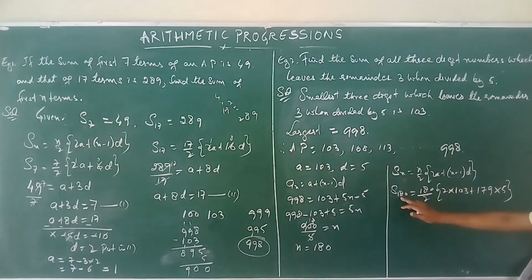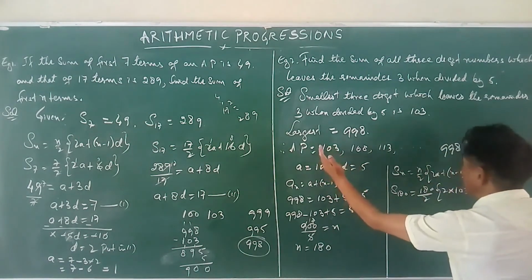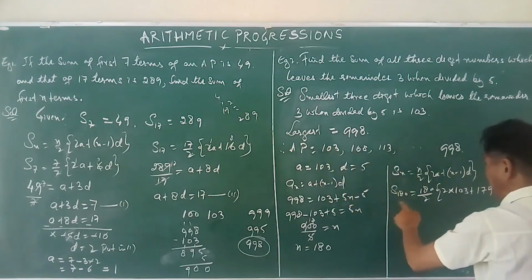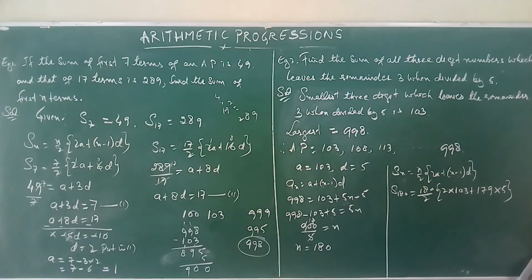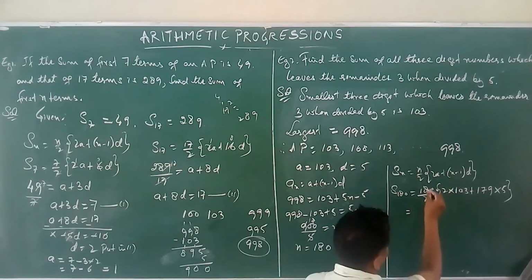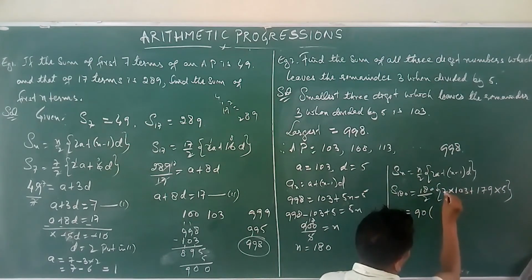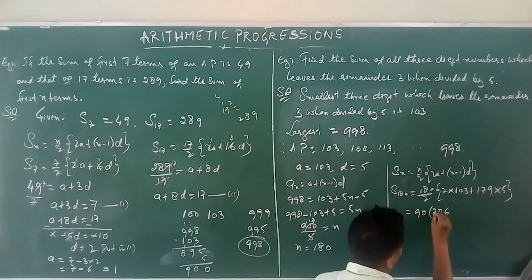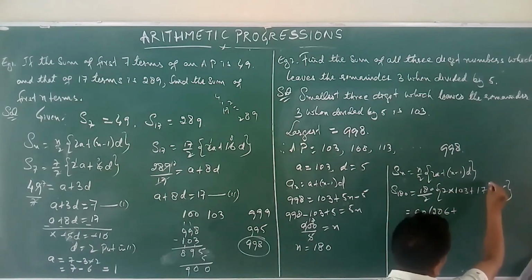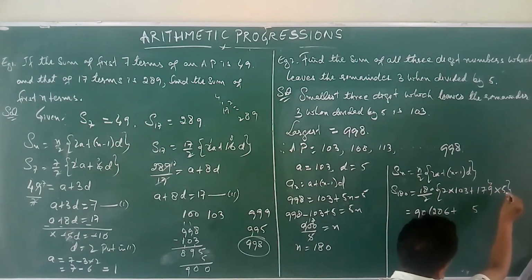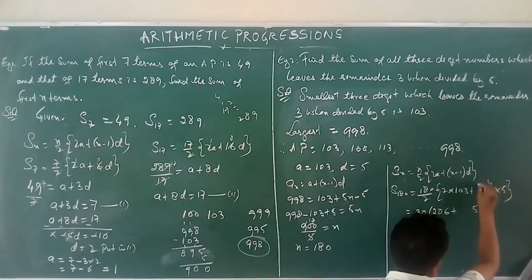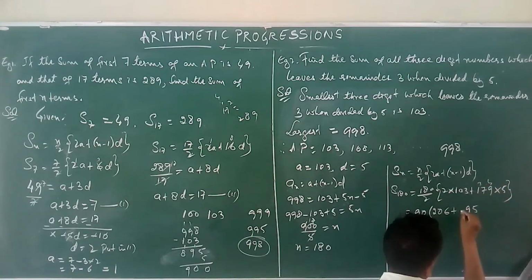Now let's calculate the sum of 180 terms. Inside the bracket, 2 threes are 6, 2 zeros are 0, 2 ones are 2, so 206. Then 179 into 5: 5 nines are 45, 5 sevens are 35, and 5 ones are 5, giving 895.